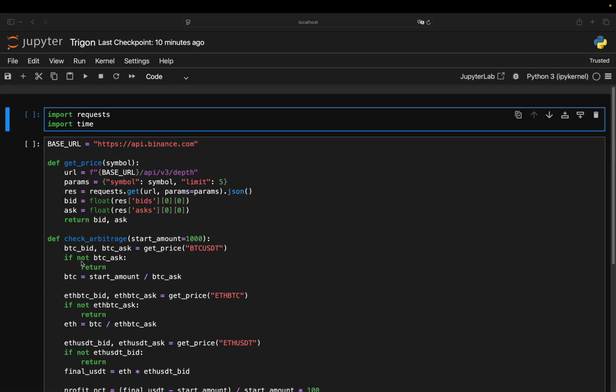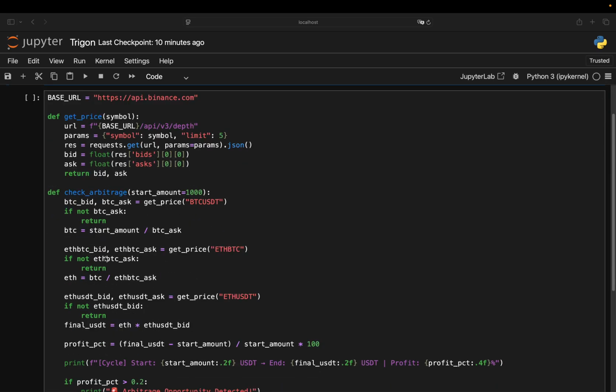Step two then is we use Bitcoin to buy ETH. So again, same story as before. We fetch the bid and ask prices, this time for ETHBTC. And then we again use the ask price to simulate buying ETH with our BTC, by dividing our Bitcoin amount by the ask.